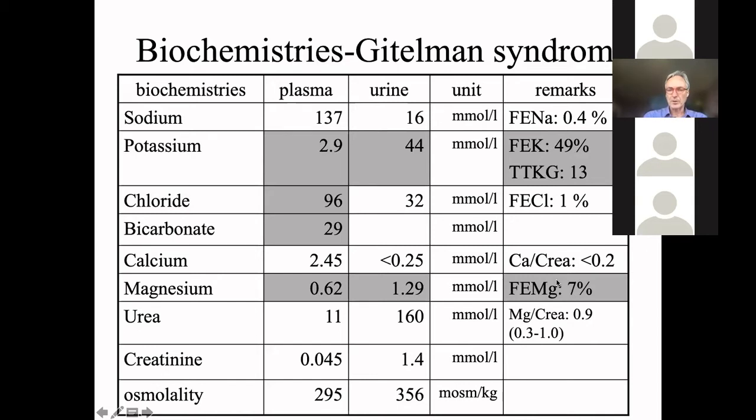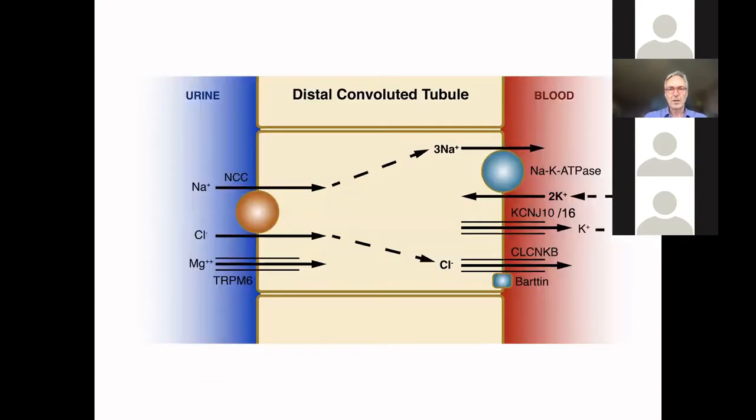Fractional excretion of magnesium is also elevated, which of course is consistent with the hypomagnesemia here, and that is a characteristic feature of Gitelman syndrome, just as is the hypocalciuria. So briefly to the physiology, we are in the distal convoluted tubule, and on the basolateral side, you have the engine that drives it all, the basolateral sodium potassium ATPase, which establishes the electrochemical gradient for sodium, which is then used by this apical sodium chloride cotransporter.